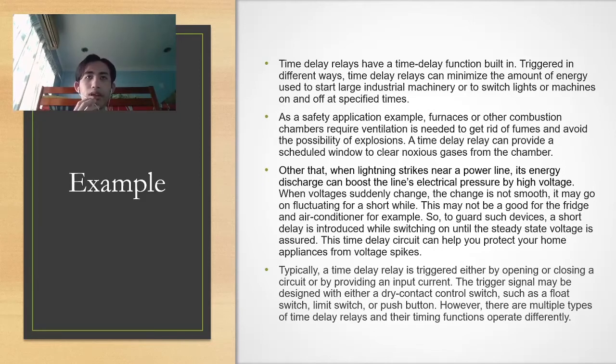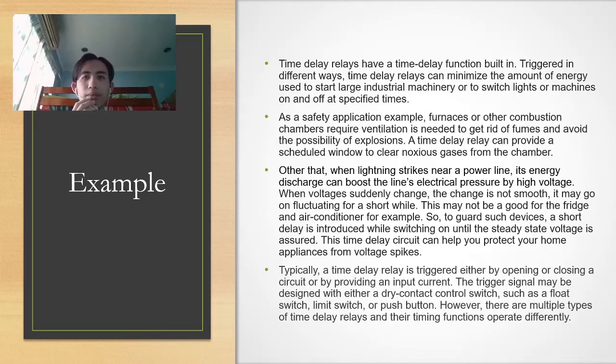Other than that, when lightning strikes near a power line, its energy discharge can boost the line's electrical pressure by high voltage. When voltages suddenly change, the change is not smooth. It may go on fluctuating for a short while. This may not be good for the fridge and air conditioner, for example. So, to protect such devices, a short delay is introduced while switching on until the steady state voltage is assured. This time delay circuit can help you protect your home appliance from voltage spikes.